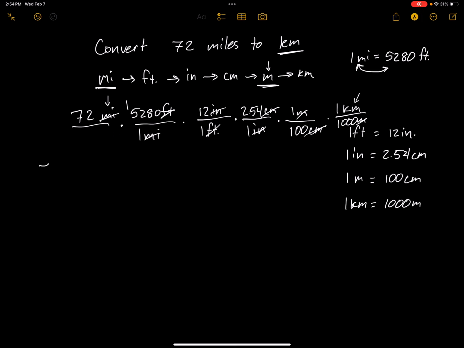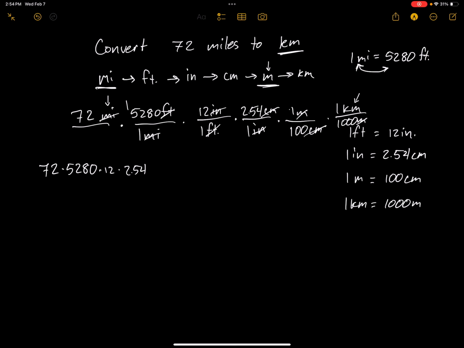So now the part would exist where you have to enter this into your calculator. Now, I always multiply everything on the top in the numerator, and then I'll divide by everything in the denominator. And I'll give you a little hint here too when we get there. So I've got 72 times 5,280 times 12 times 2.54.